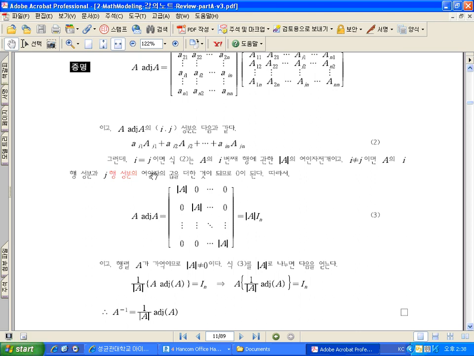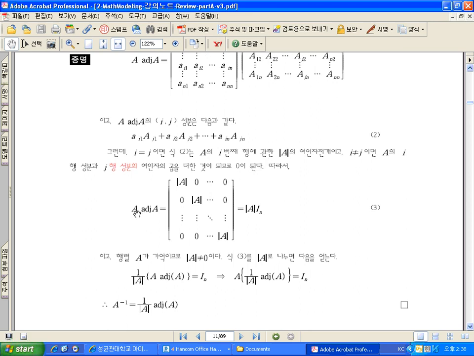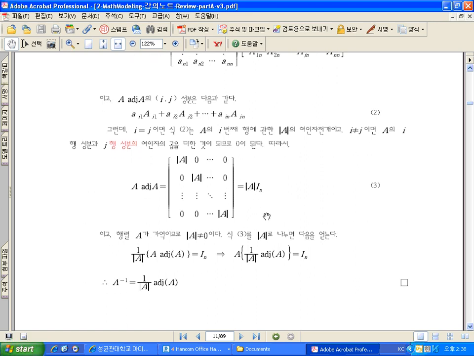with respect to a certain matrix whose two rows are the same, which implies the value of it is 0. So if you write it out, then A times adjoint of A can be written as this matrix. The main diagonal entries are all determinant of A, and all off-diagonal entries are 0. So we can write it as the determinant of A times the identity matrix.